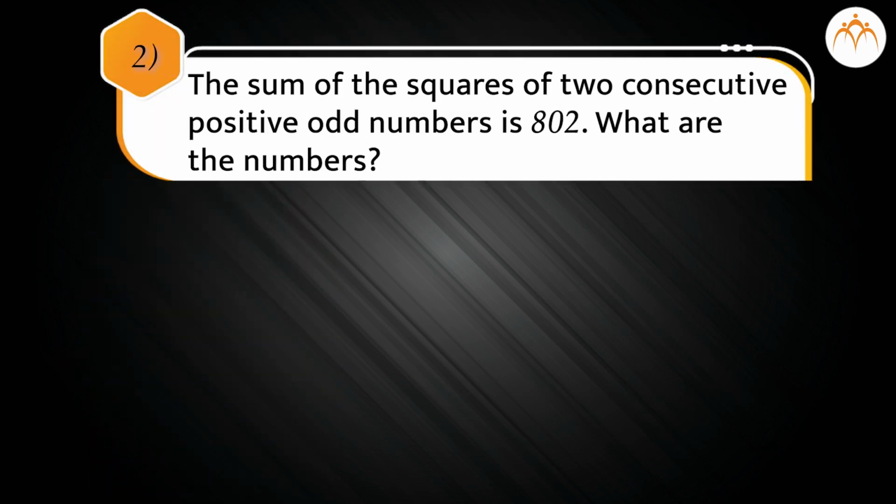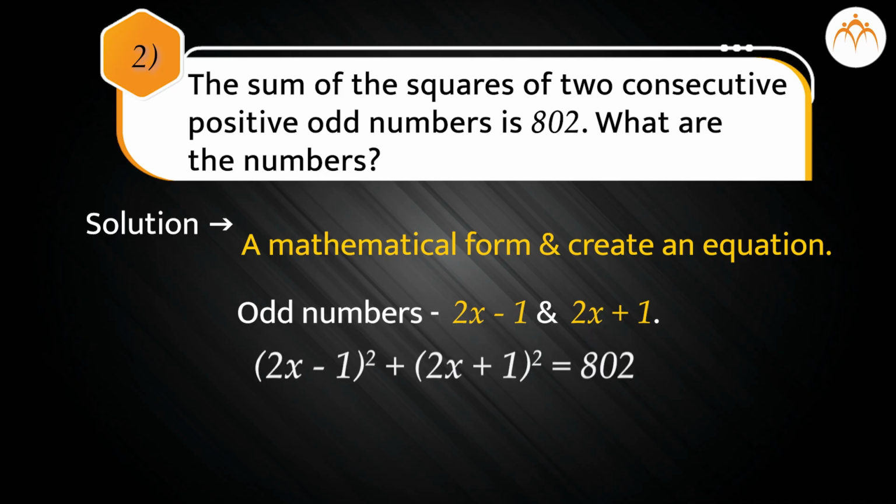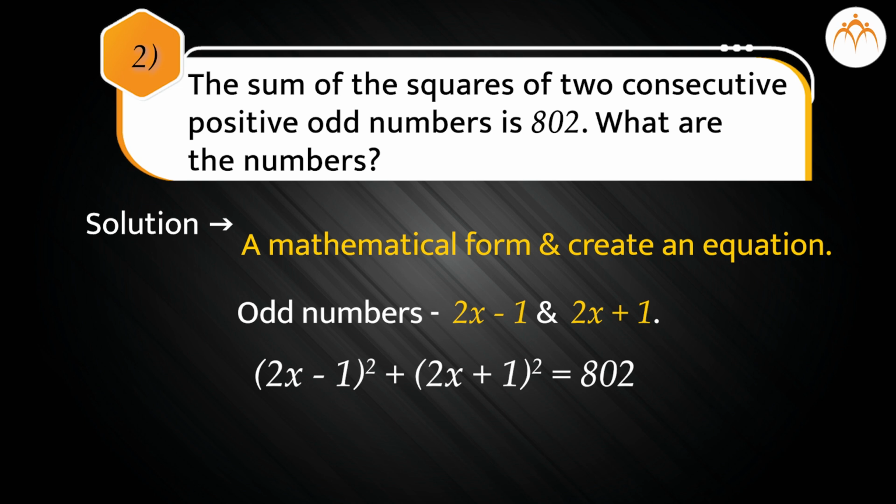The sum of the squares of two consecutive positive odd numbers is 802. What are the numbers? Solution. Let's express the given information in a mathematical form and create an equation. Since the given numbers are odd, we can represent them as 2x minus 1 and 2x plus 1. According to the given condition, we have (2x minus 1) square plus (2x plus 1) square is equal to 802.